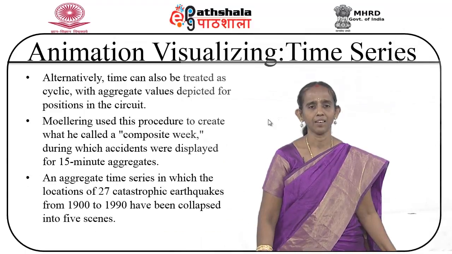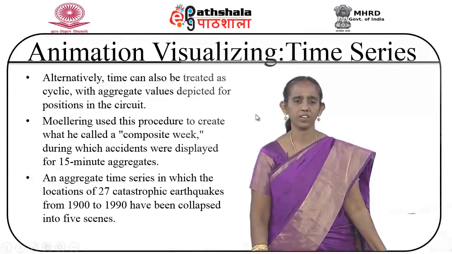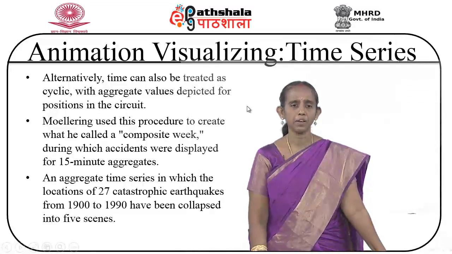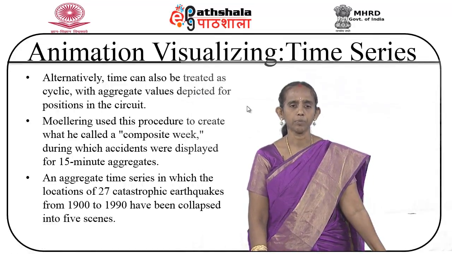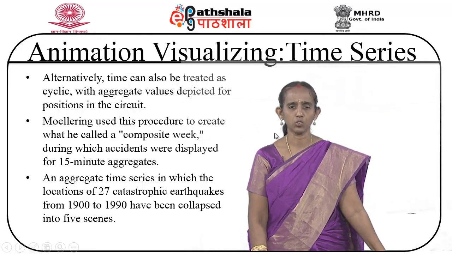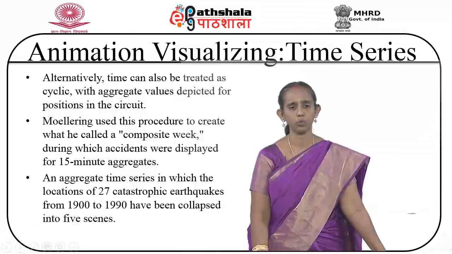Next, the time series data. Alternatively, the time series data can also be treated as cyclic, with aggregate values depicted for positions in the cycle. Morling used this procedure to create what he called a composite week, during which accidents were displayed for 15-minute aggregates.